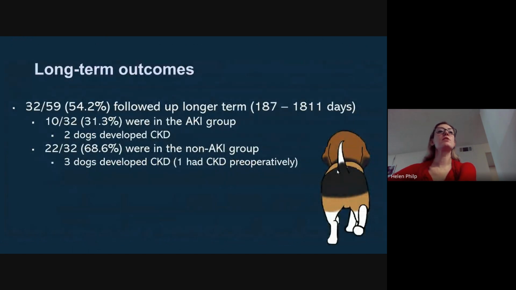And in terms of long-term outcome, just over 50% of these dogs were followed up in the longer term. Around 1/3 of those were in the AKI group, so 10 of 32 dogs, and 2 of those developed CKD. And then around 2/3 were in the non-AKI group, and 3 of those dogs developed CKD, although 1 had CKD preoperatively, so I'm not sure that counts.